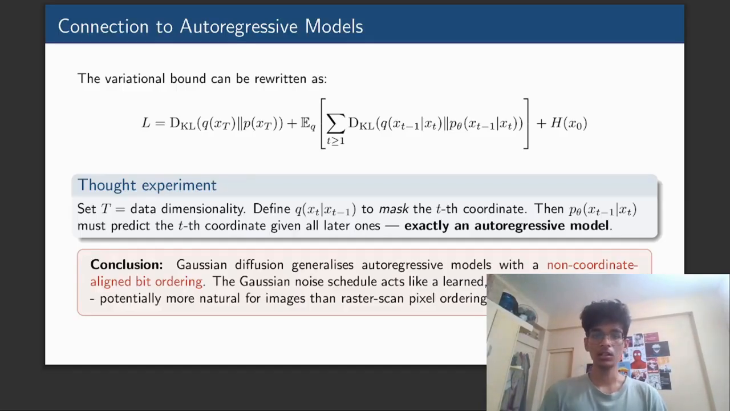I mean, the autoregressive models also decode an image in a raster scan order, whereas diffusion models use a Gaussian noise schedule, where they tend to work in a smoothness based order of the image. And even without a coordinate aligned bit ordering, they can generalize autoregressive models.